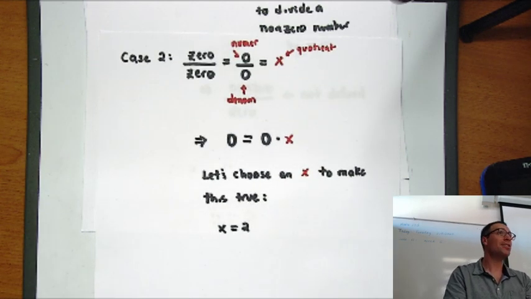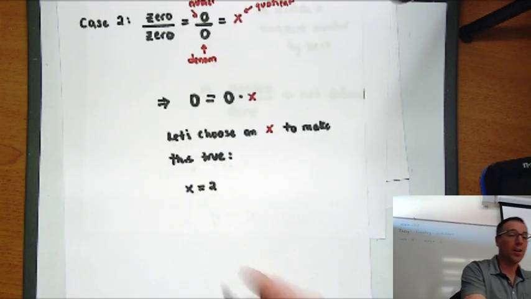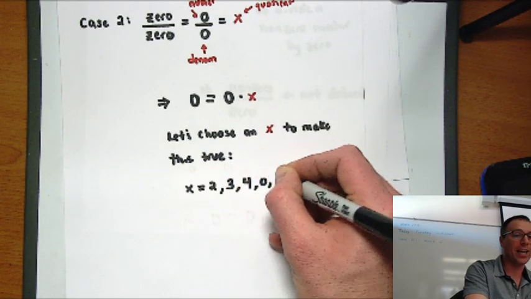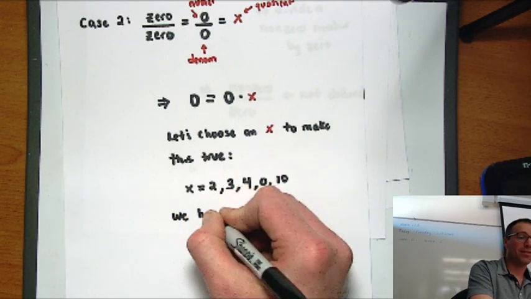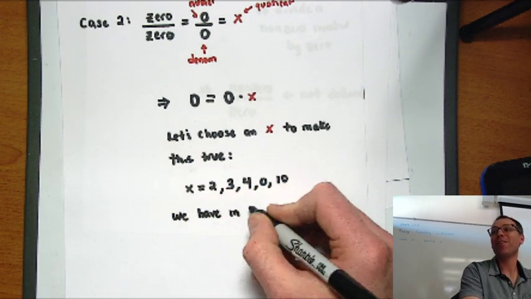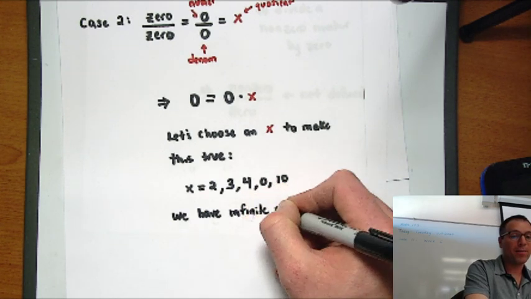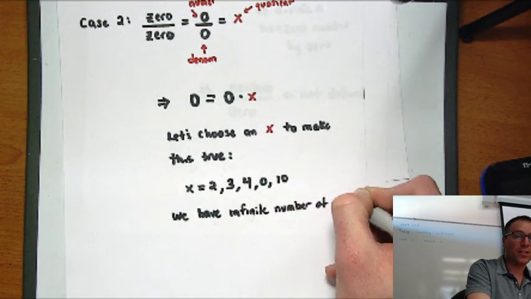Any other solutions? Real numbers. Could be 3, could be 4, could be 0, could be 10. What do you notice? Yep, you got it. We have an infinite number of choices.